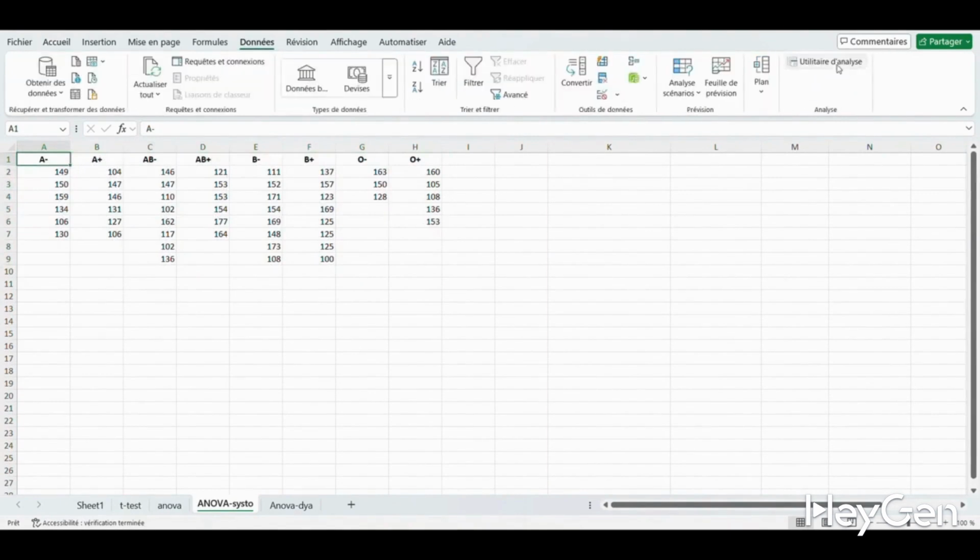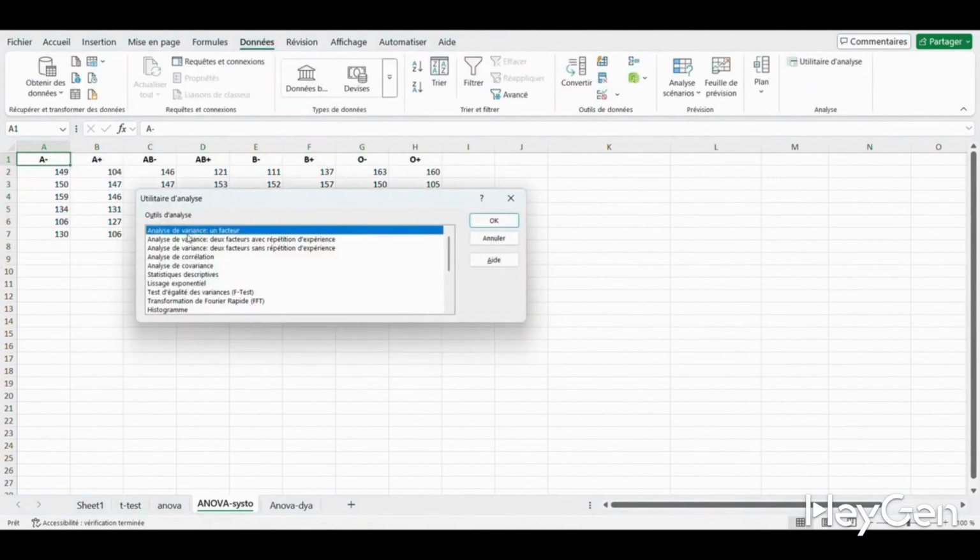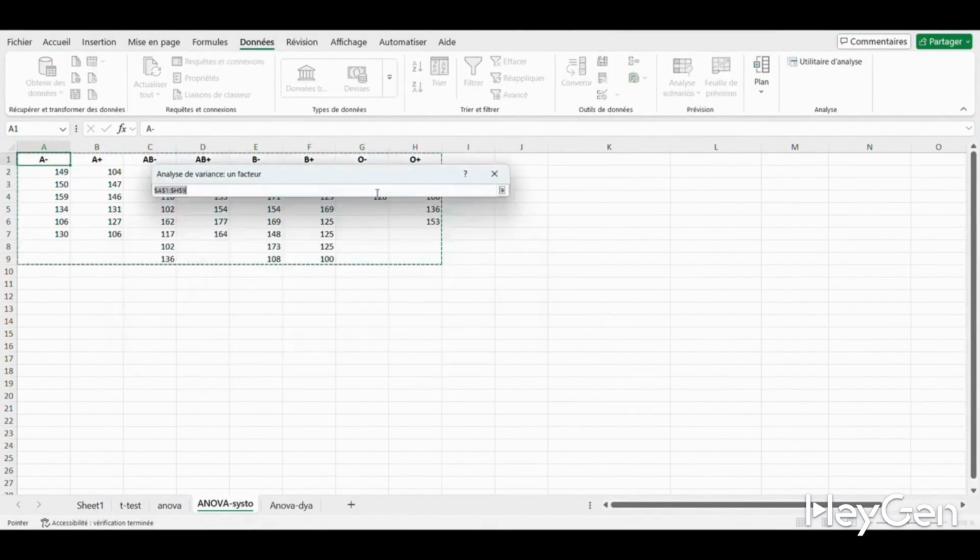Go to Data, then Data Analysis, and then One-Way ANOVA. Select the blood pressure values for each blood type. Run the analysis and observe the results.